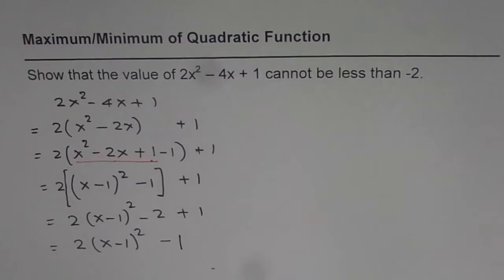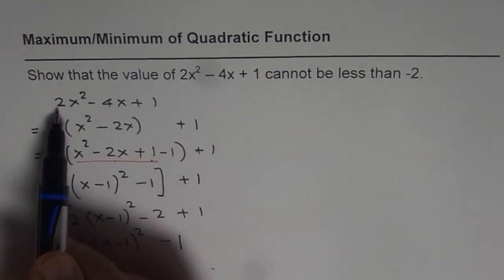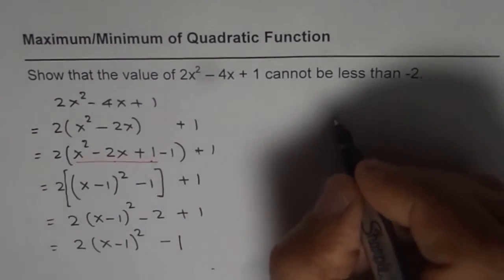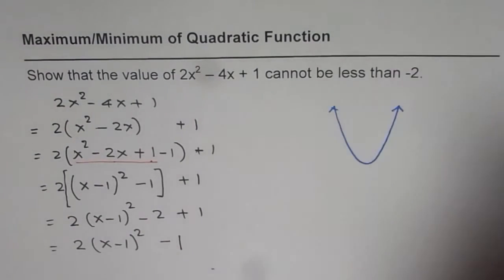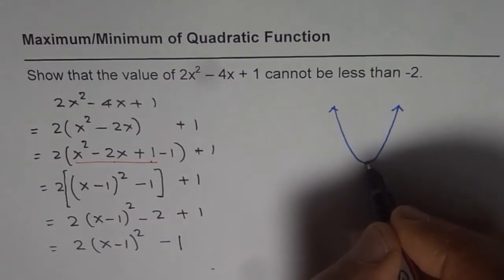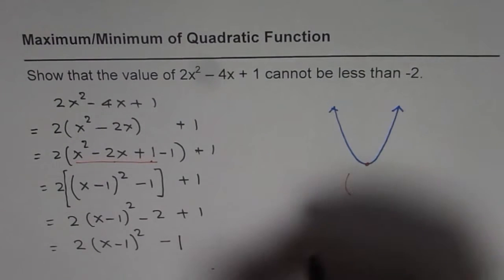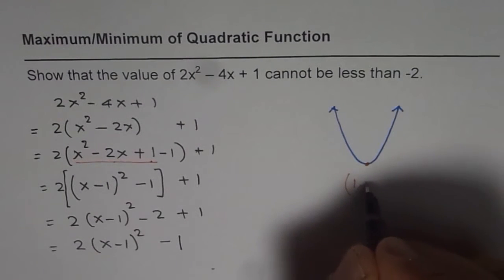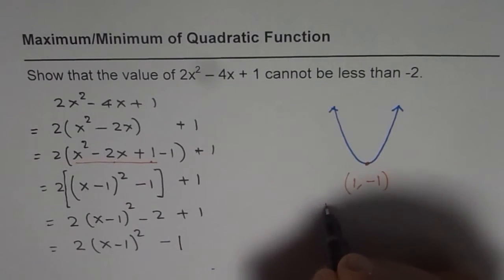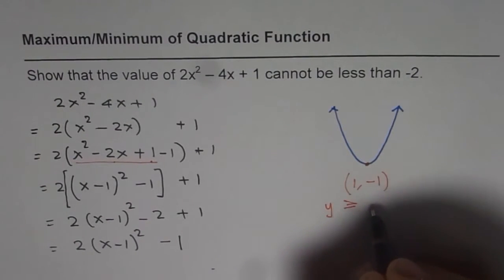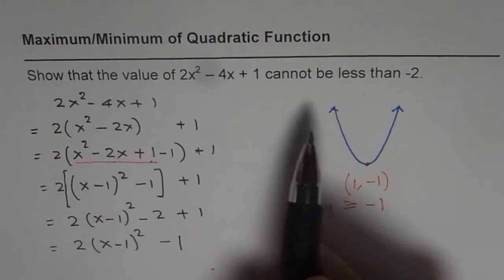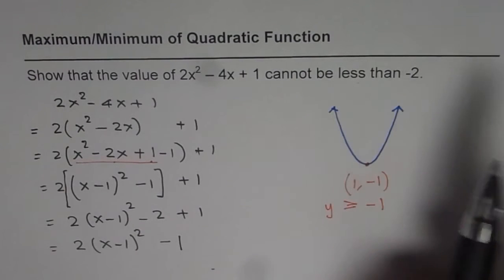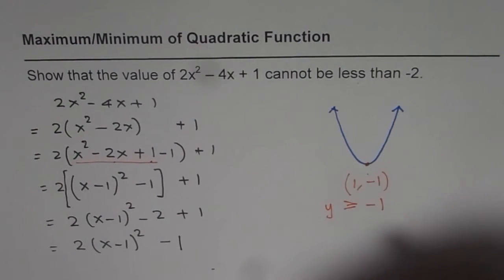Now, as you can see, it is a parabola with leading coefficient positive, and therefore it will open upwards, correct? Since it opens upwards, and we know now the vertex is at what point? X equals 1 and y is minus 1. So the y value of this parabola is always greater than or equal to minus 1, right? Since it is greater than minus 1, we can say that it cannot be less than minus 2, right? Minus 2 is way below, right?